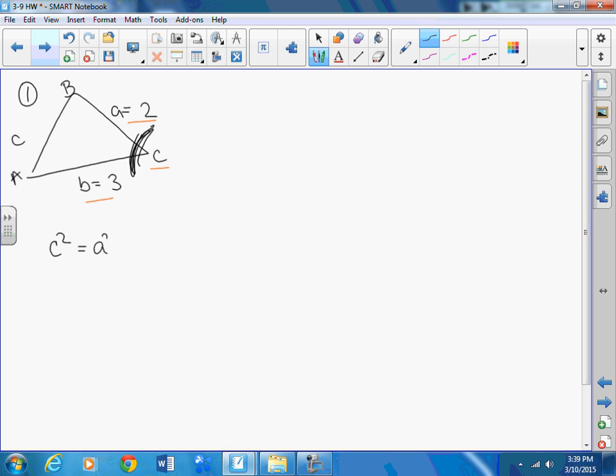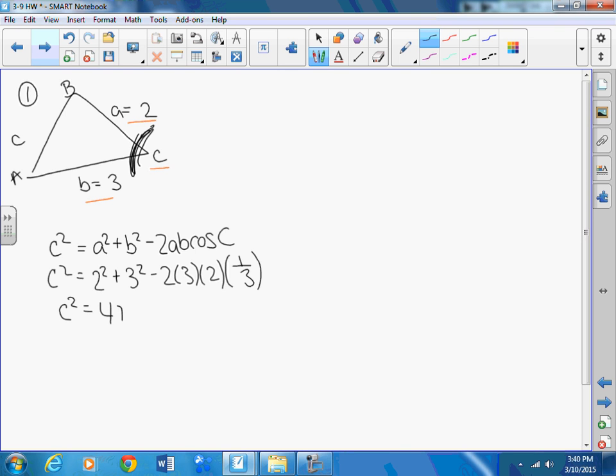So c squared will equal a squared plus b squared minus 2ab cosine c. C squared is equal to 2 squared plus 3 squared minus 2 times 3 times 2 times the cosine of C. They straight up told me that the cosine of C is 1/3. Okay, so this isn't the cosine of 1/3. The cosine of C is actually equal to 1/3. So c squared is equal to 4 plus 9 minus 2 times 3, that's 6, 6 times 2 is 12, 12 divided by 3 is 4. So I get that c squared is 9.